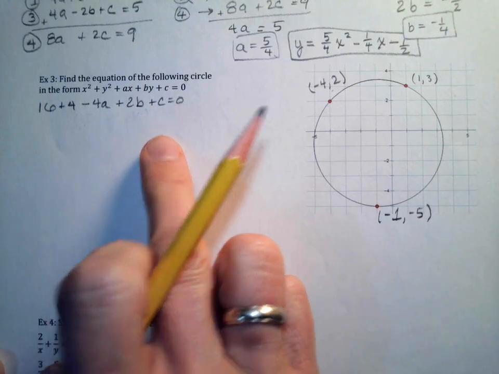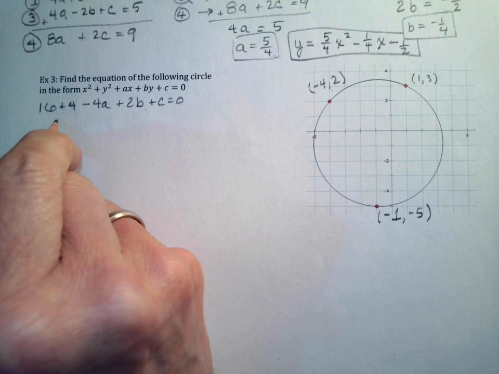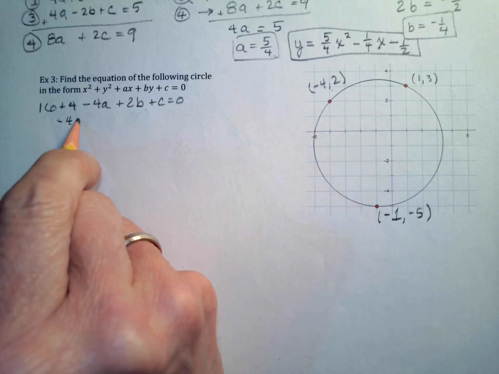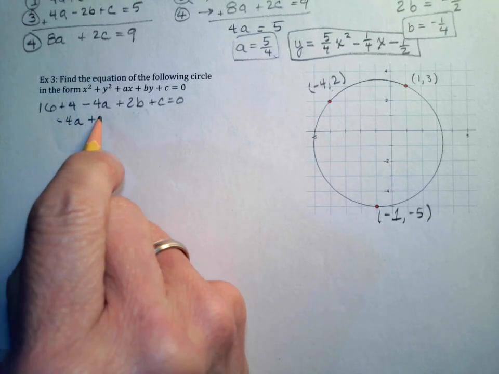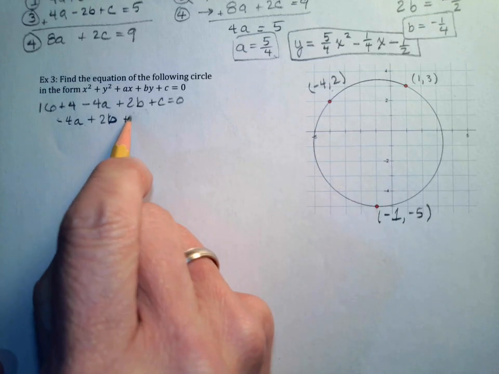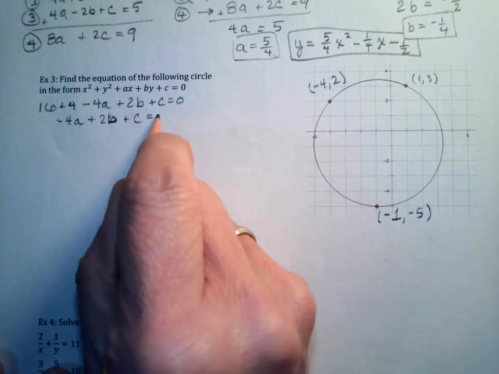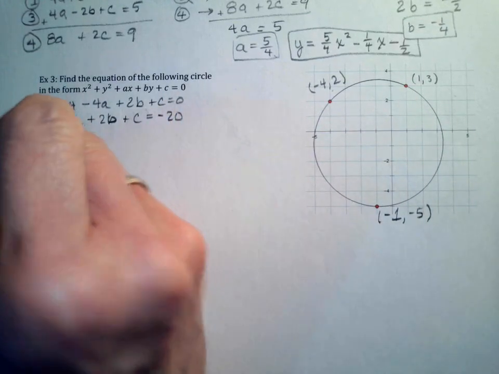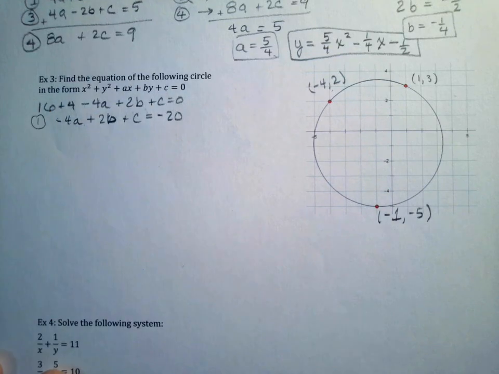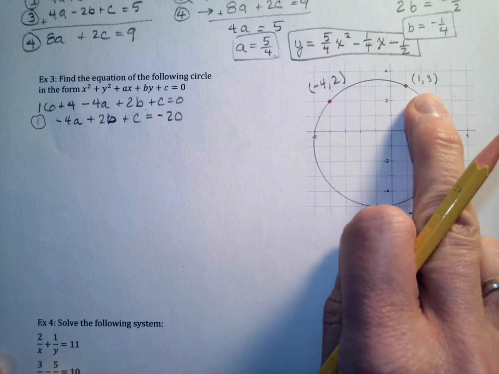All right, so let's go ahead and put this in the form that we're used to, the a, the b, the c, and the constant on the other side. So we'll call this negative 4a plus 2b plus c equals, and the 16 and the 4 will take the other side, negative 20. And let's call that equation 1. All right, and so I guess let's do this point next.